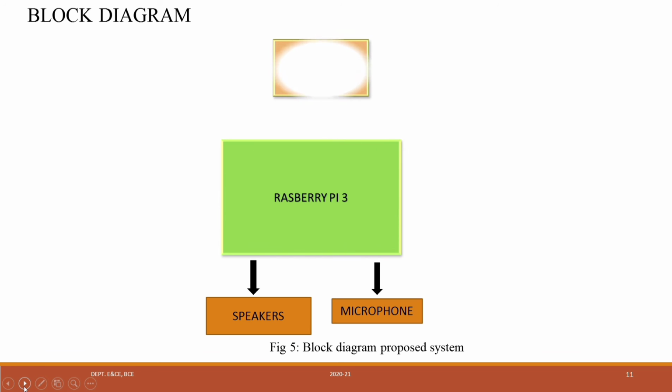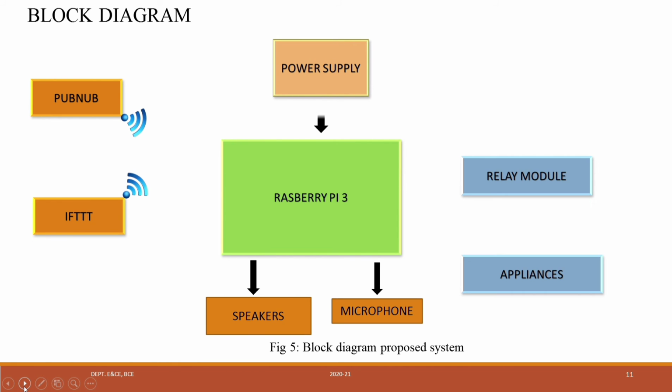This is the block diagram. So here the PubNub and IFTTT are in software requirements. Raspberry Pi is connected to speaker and microphone. Through the microphone, we will get the voice, and after that, the PubNub server and IFTTT server initiate and give the on or off of the appliances through a relay module, and the appliances get turned on or off.